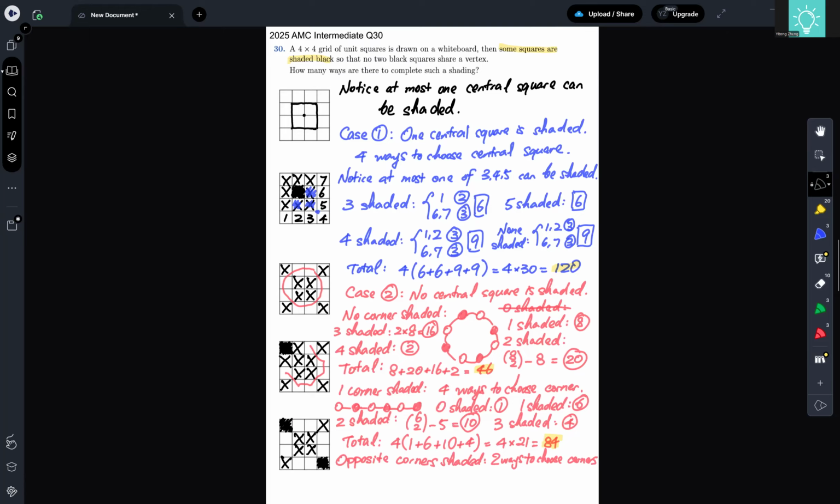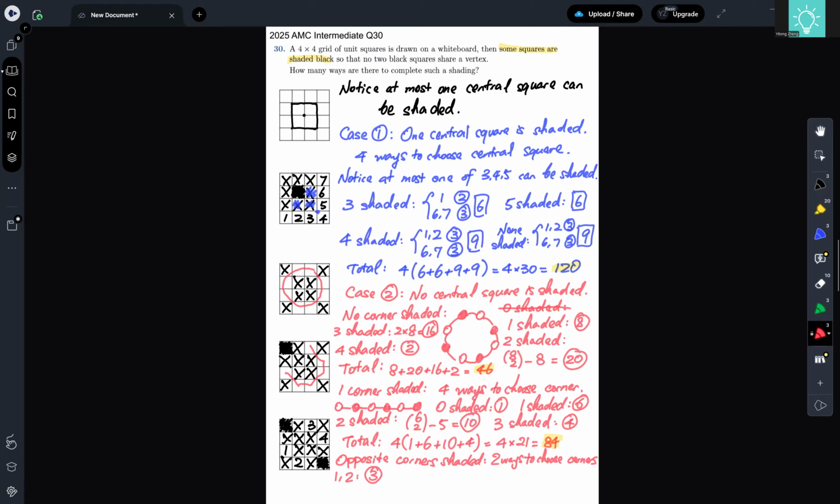And I can't shade these four because, well, because they share a corner with the already shaded ones, right? What am I left with? I'm left with 1, 2, 3, and 4, where 1 and 2 share a corner, 3 and 4 share a corner. They're two different pairs, right? So how many ways are there to shade 1 and 2? There's 3 ways, right? I can choose to shade 1, I can shade 2, or I can shade neither, but I can't shade both because they share a corner.